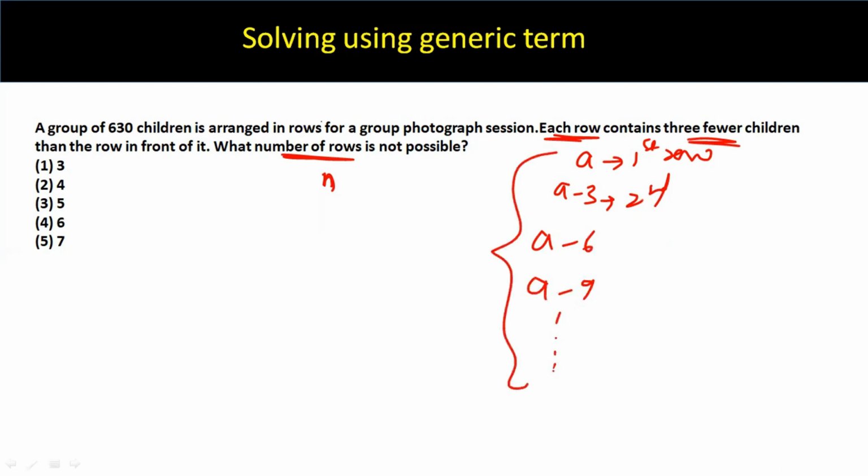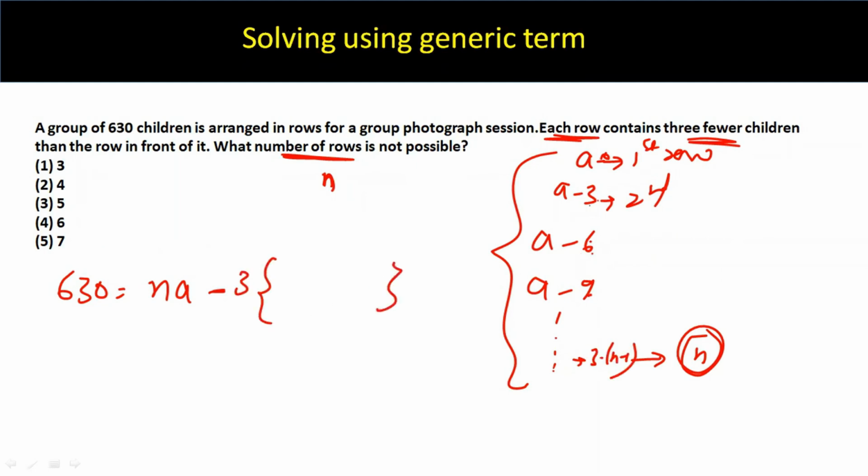And the sum of all of these has to be 630. So 630 should be equal to what? Total rows, I am saying n rows. So A will come n times. So this is nA minus, first has 0, then 3, 6, 9. So this is 3 into 1, 3 into 2, 3 into 3. The last term will be 3 into n minus 1. Then I will just take 3 common. This is 1 plus 2 plus 3 till n minus 1. Sum of n minus 1 natural numbers is n minus 1 into n by 2. Now this is the only equation that we get.